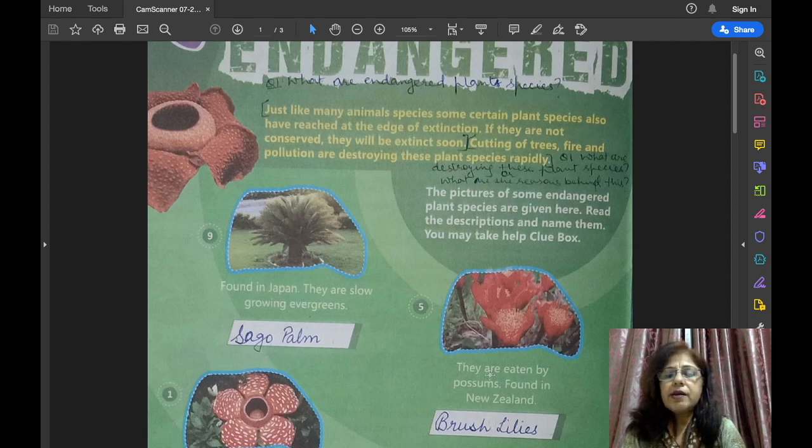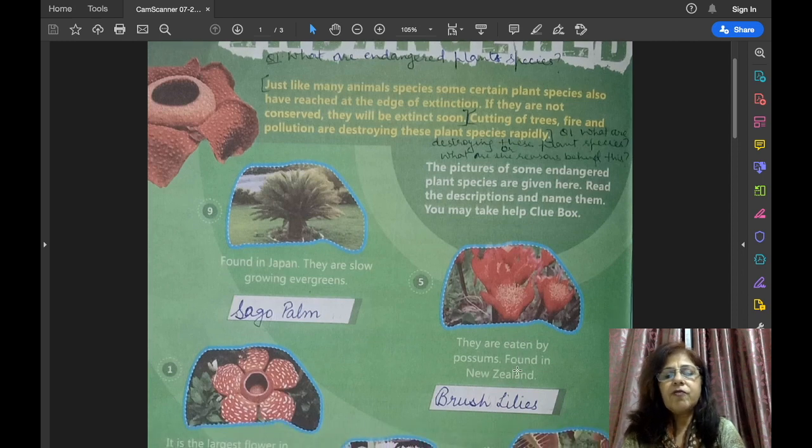So they are eaten by possums found in New Zealand. These plants are found in New Zealand and they are eaten by possums. Possums are small Australian mammals, and they live in trees and they come out only during night, so these plants are eaten by possums. And where these plants are found? They are found in New Zealand, and the name of these plants are brush lilies.